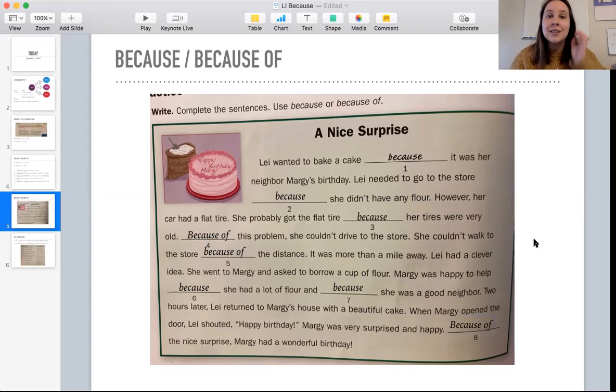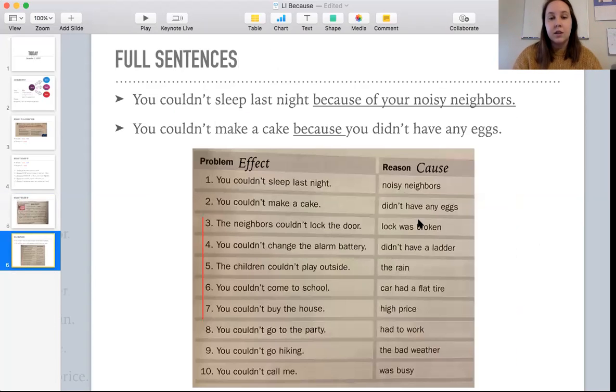All right, the last thing I want us to practice today is writing out the full sentence with the cause and effect and because connecting them. So this is on page 35 in your book. You'll see they have called it the problem and the reason, but it is the effect and the cause.